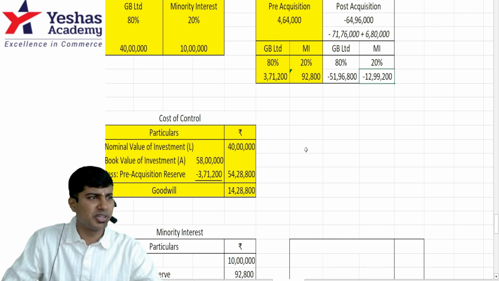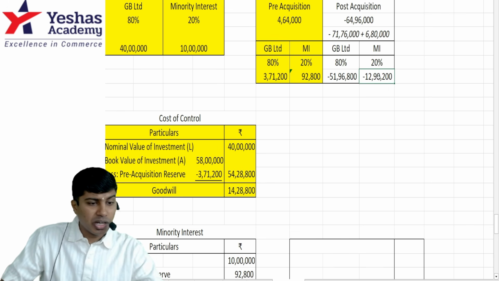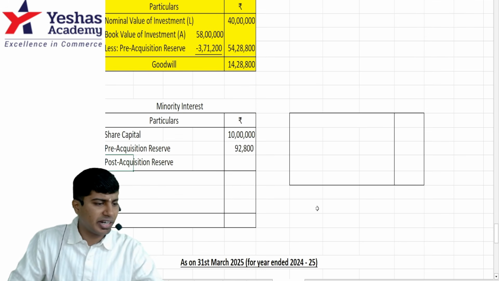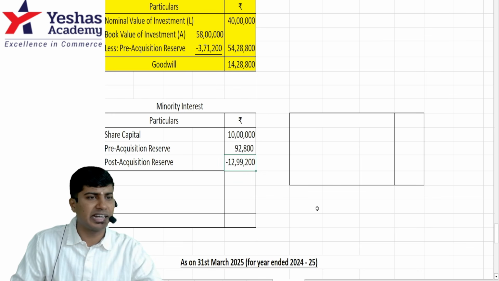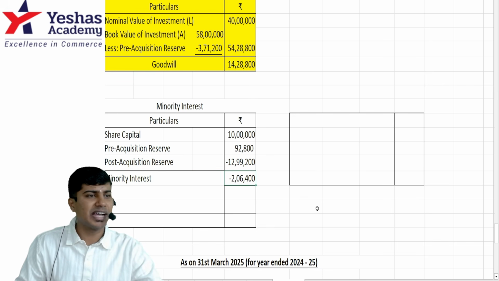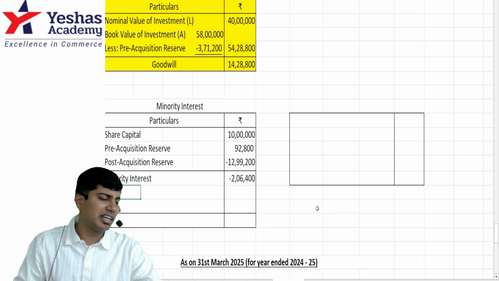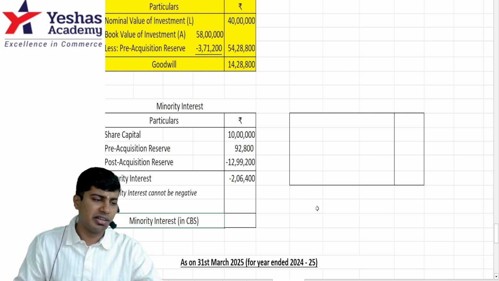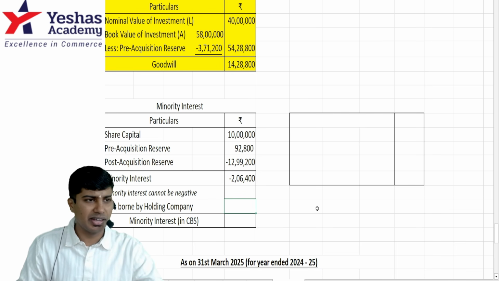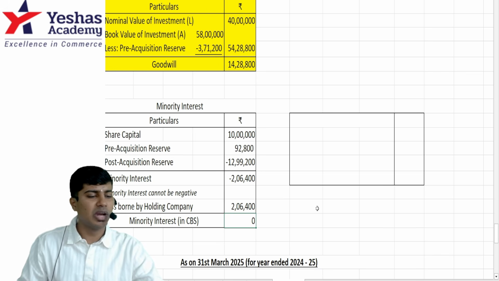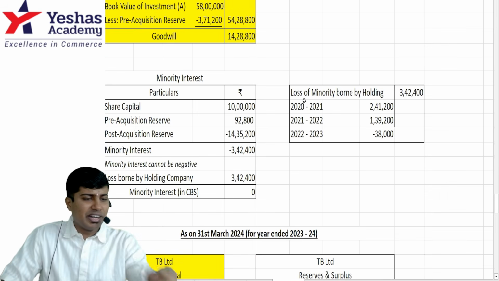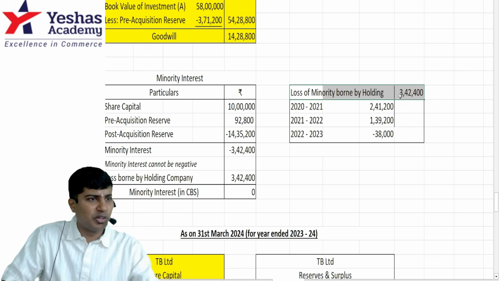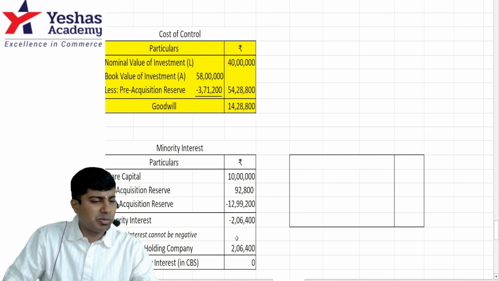Reserves on surplus, revenue reserve, minus. Don't worry. 12 lakh 99,200, right here. Post acquisition, minus 12 lakh 99. Minority interest is still negative, minus 2 lakh 6,400. This cannot remain negative. We'll make it positive by making it 0, by taking the loss to the holding company. 2,06,400. What had we written here? Loss of minority 3,42,400. Loss of minority here has become how much? 2,06,400. So the loss has reduced.